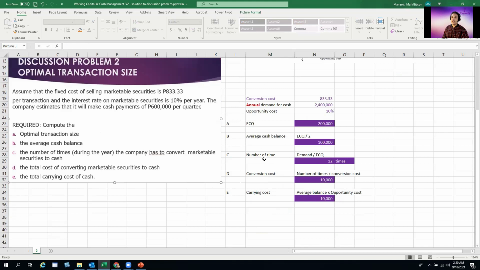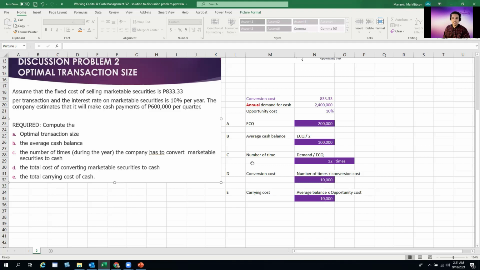Letter C, ang hinahanap natin, number of times the company has to convert marketable securities to cash. Di ba pinag-usapan natin na hindi naman natin gusto na every time may expense kang parating, palagi na lang tayong mag-convert ng marketable securities to cash. So we have to make sure that we have the appropriate level of cash with us. But in any case, given yung analysis natin sa economic conversion quantity, ilang beses ba tayo dapat mag-convert? So the formula to get that is the annual demand divided by ECQ. So we have the annual demand of 2,400,000 divided by the ECQ of 200,000. So meaning 12 times. So parang monthly.